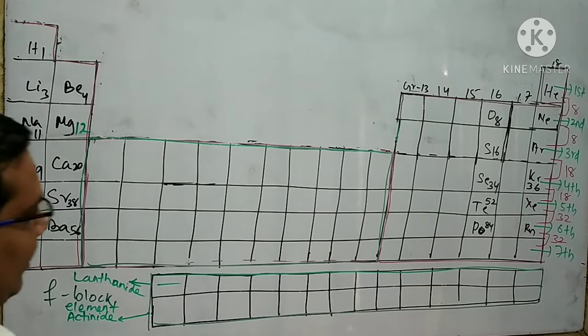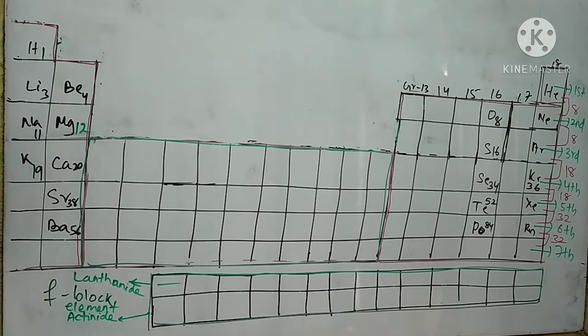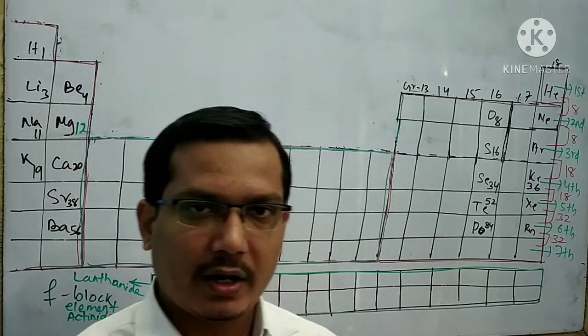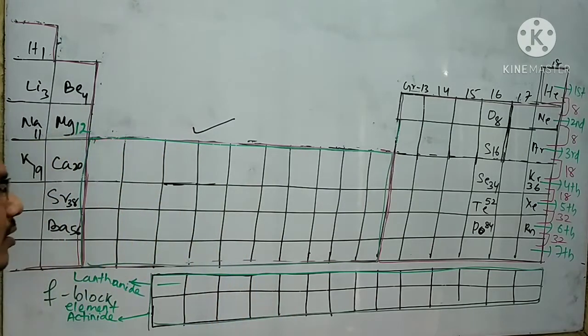Similarly, by remembering the general electronic configuration of d block elements, we are able to write the electronic configuration of any one of the elements present in the d block.